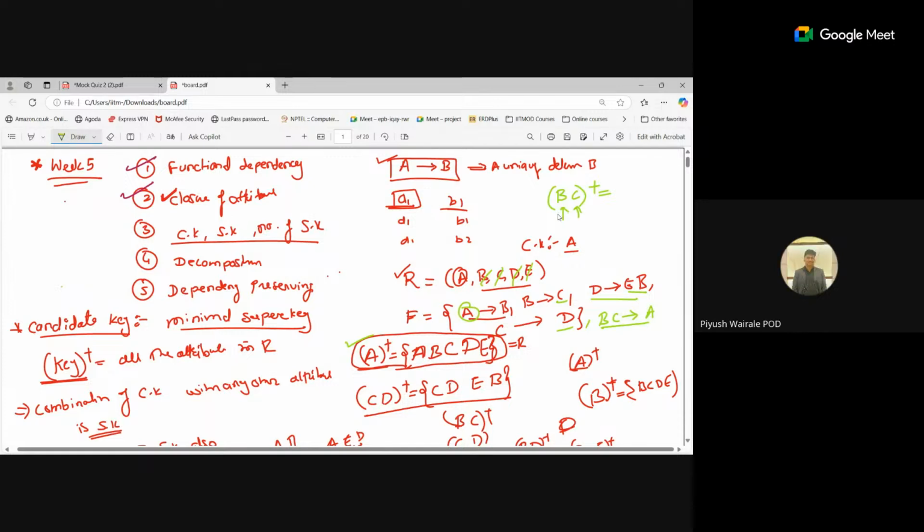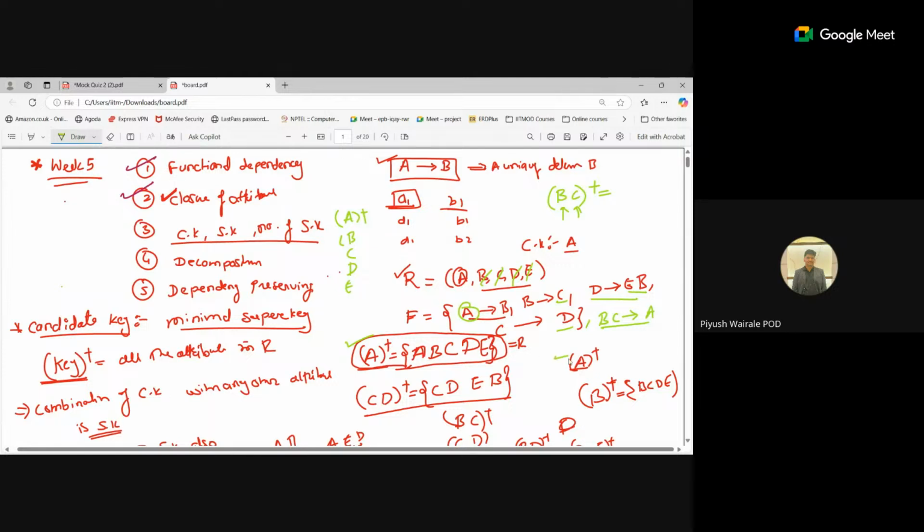Sir, after adding BC determines A, all the elements in R are on the right side in F. So what will be the candidate key? In this case, first check for A, then check for B, C, D, E. For each individual attribute, take the closure and see whether you are getting all the attributes or not. Then go with the combinations, like B, C, B, D, B, E.